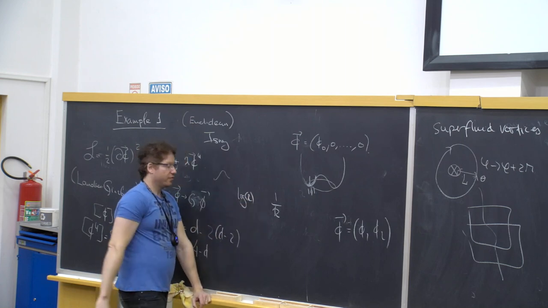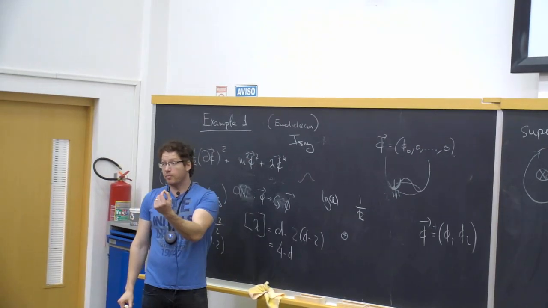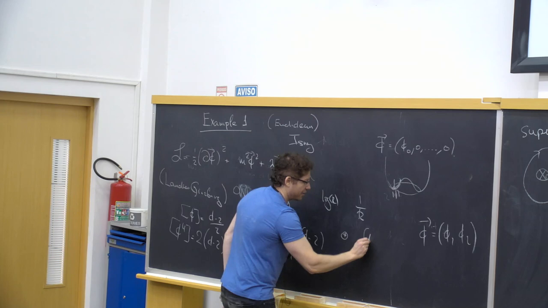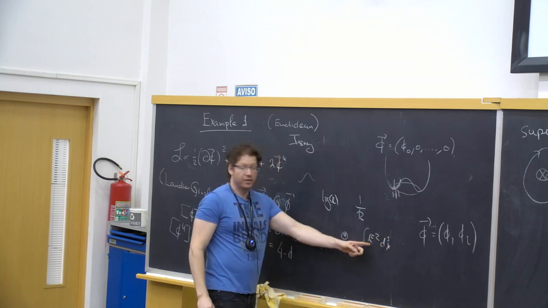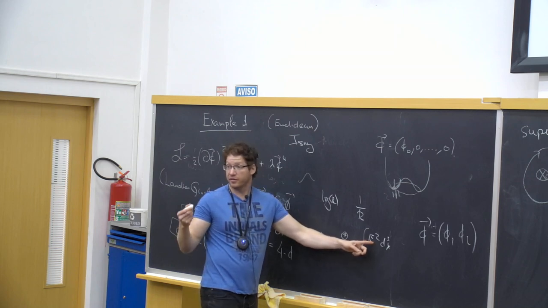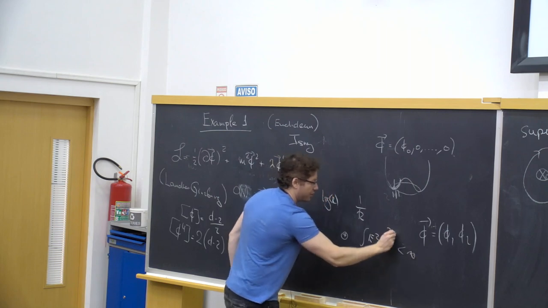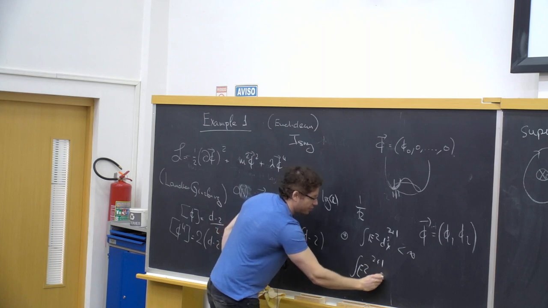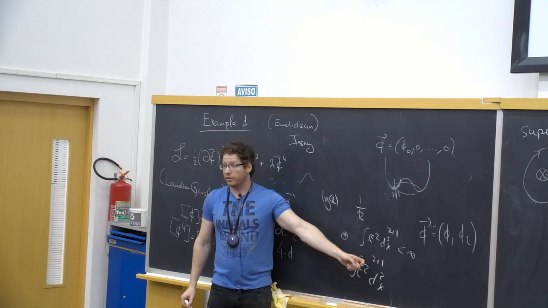Okay? So if you put an electric charge at some point in space in 3+1 dimensions, the total energy is the electric field squared integrated over d3x. The electric field in 3+1 dimensions goes like 1 over distance squared. So this is convergent in 3+1. But in 2+1, this is E squared times d squared x, and E goes like 1 over r, and this is therefore logarithmically divergent.